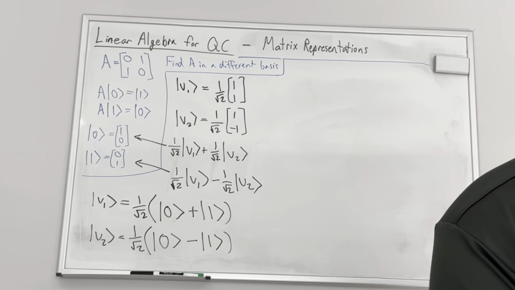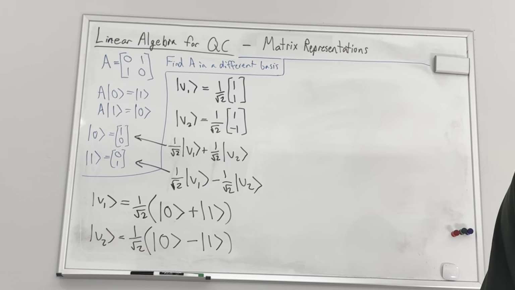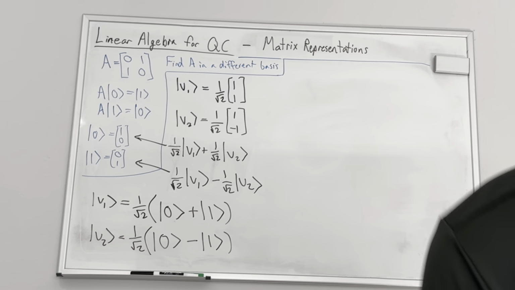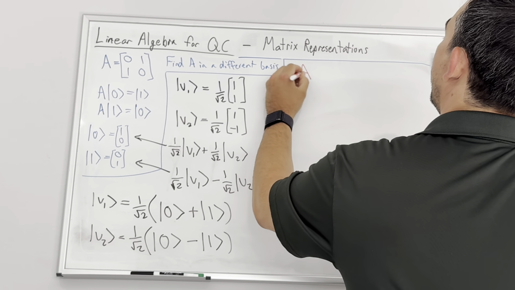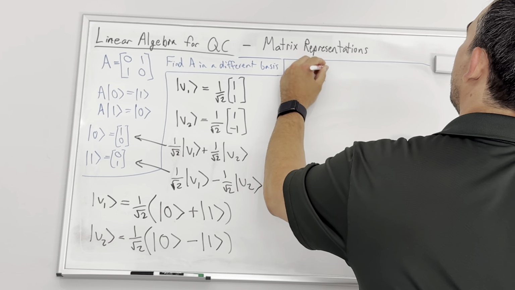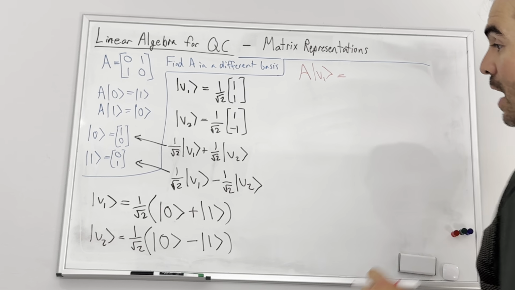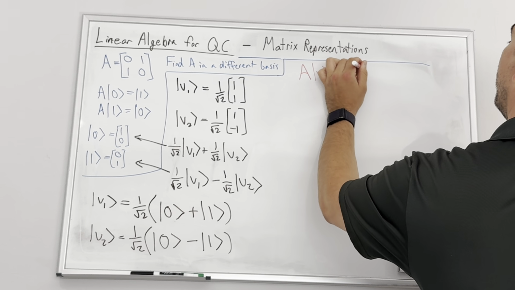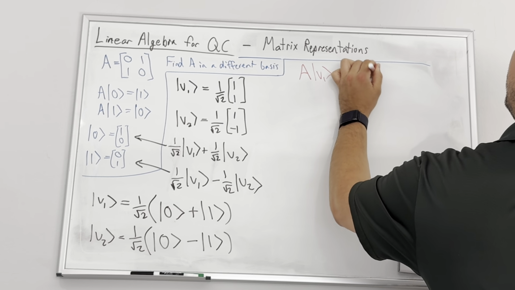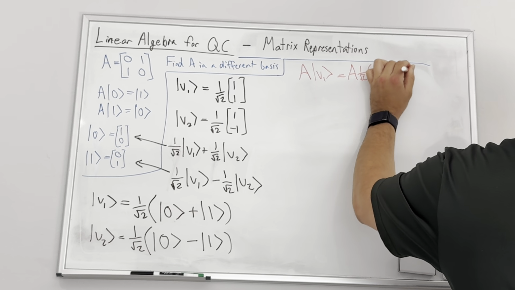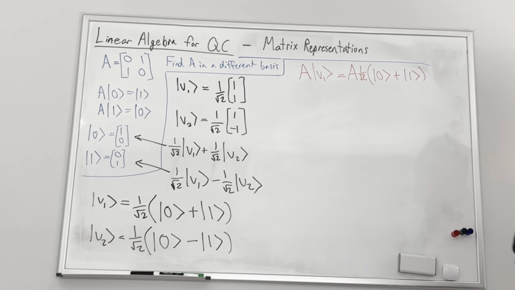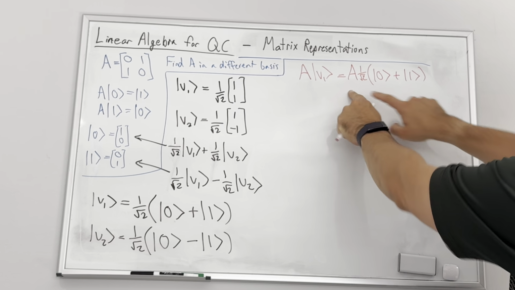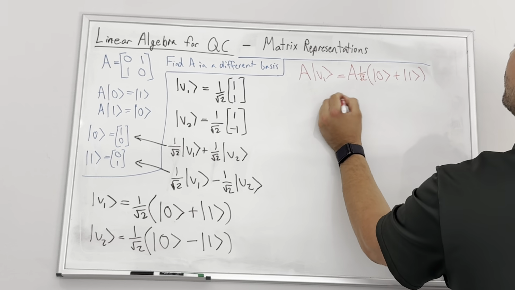And so what happens when we apply A to V1? Let me use a different color here. A being applied to vector V1 is the same thing as applying it to this giant thing, right? So A being applied to 1 over root 2 of 0 plus 1. But remember, A is a linear operator. That means we can either apply it to the entire vector or we can apply it to the pieces of the vector. So I'm going to apply it to the pieces of the vector.